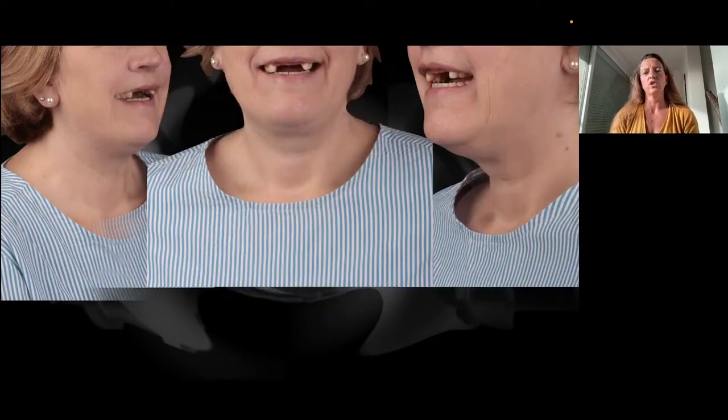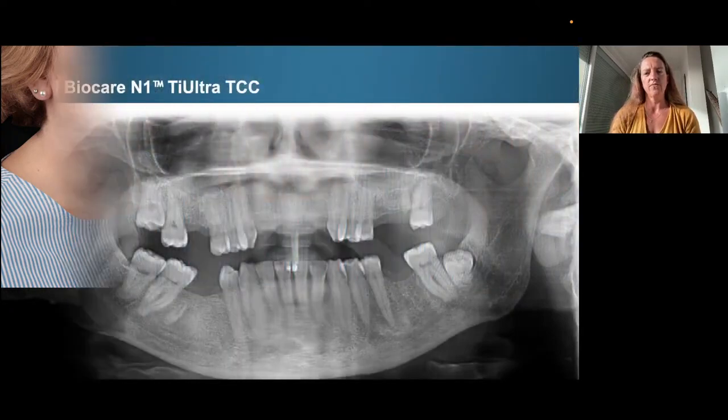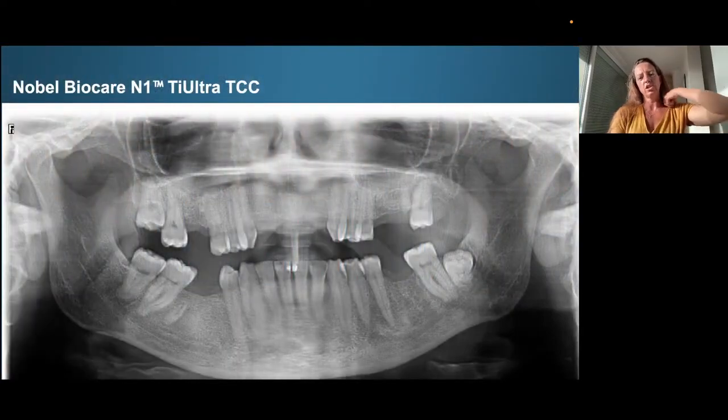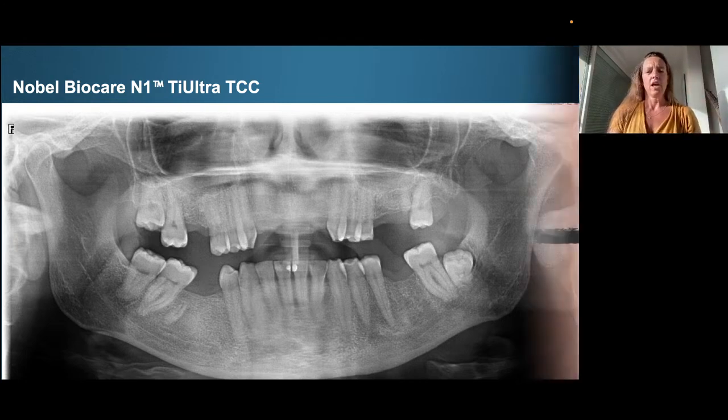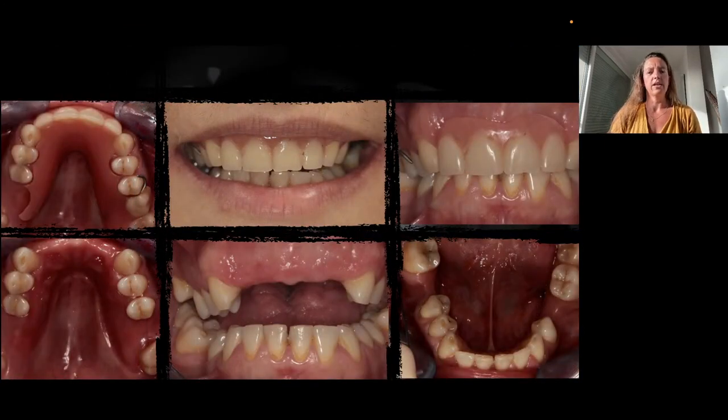Another case. This is a case of a very young patient who was using a removable denture. Again, she was lacking the four incisors. As you can see here, she's lacking the four incisors, wearing a removable denture for a long time. And we planned here to go for two implants and a bridge.